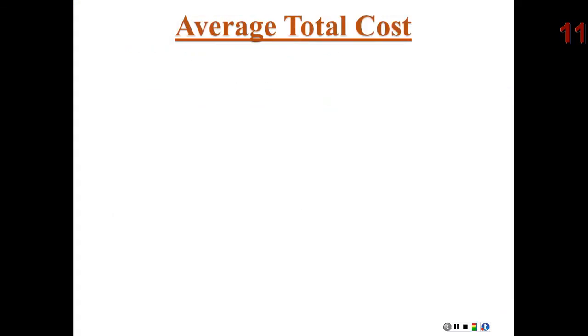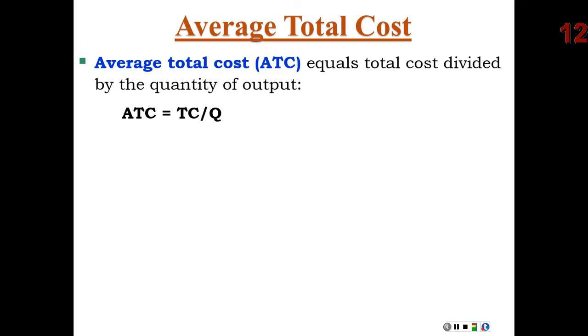Now, another concept that can be important is not just the extra cost of production. That's an important cost that producers need to know about and will use to make rational decisions. But we also want to know our average cost. What is my average unit of production costing me? That's important for profit considerations and some other considerations. And so how would we calculate that? Well, it would just be our total cost divided by our output. So again, average total cost equals total cost divided by our quantity of output.